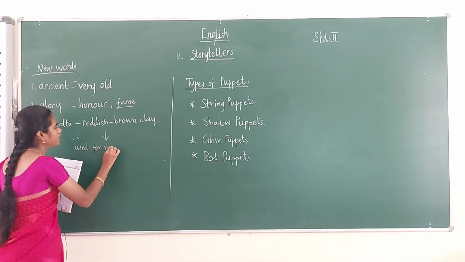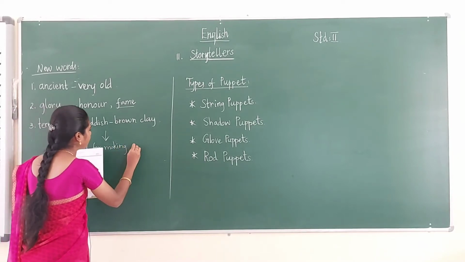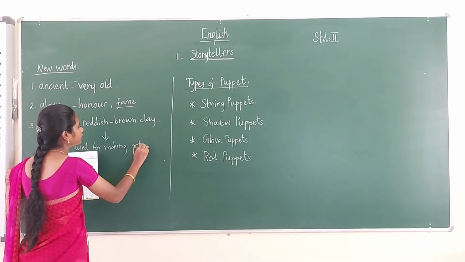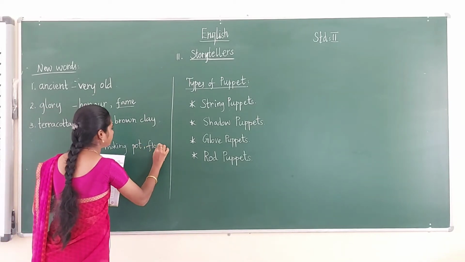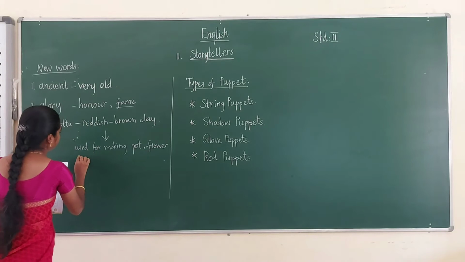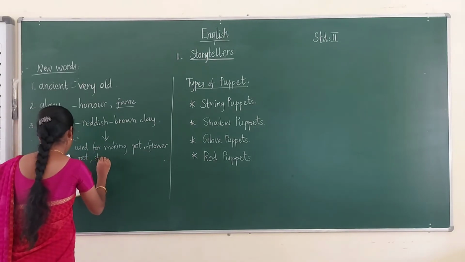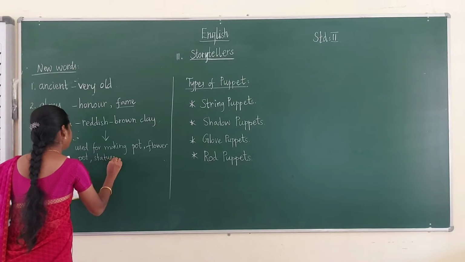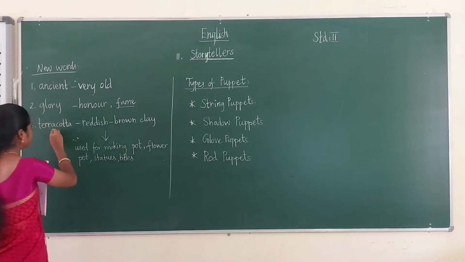I am just giving some information. It is used for making parts: flower pots, statues and tiles. So this is the material.